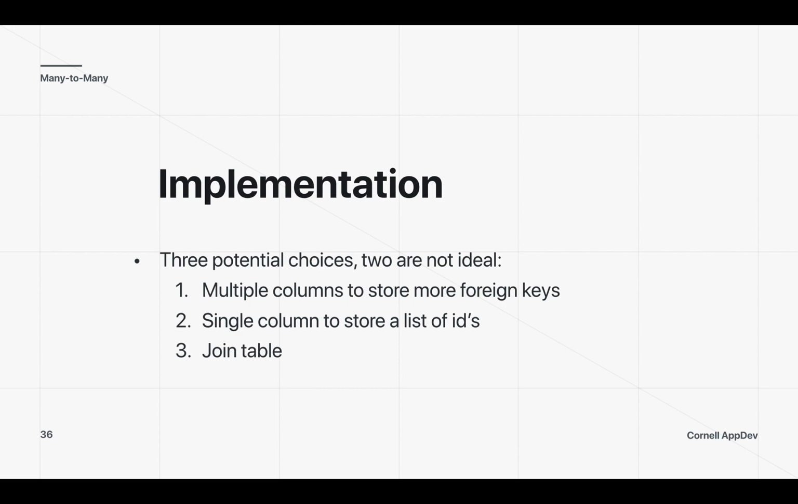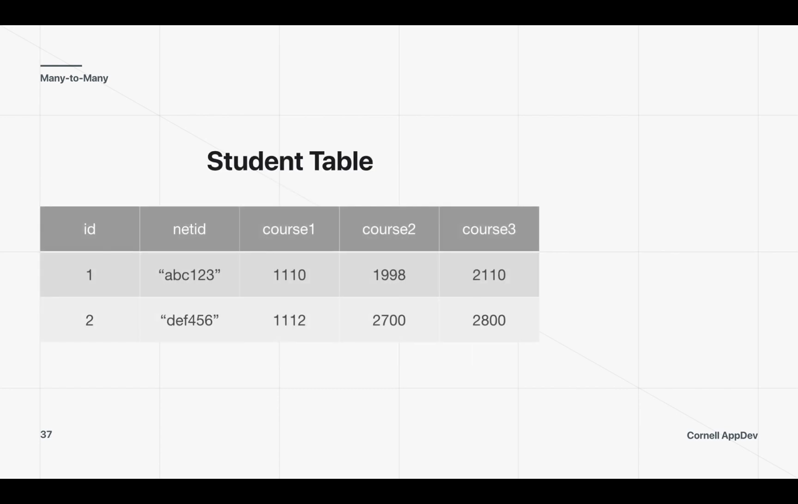So the first, what if we wanted to have multiple columns to store more foreign keys? Say we're considering a CMS setup where a student can be enrolled in many courses, and a course can contain many students. Maybe for a student table I consider, hey, I want to have course 1, course 2, course 3, and so on IDs. But the problem with this is, what happens if a student wants to take more than the number of courses that we've allotted? Well, then suddenly you have a problem where we actually can't do that at all.